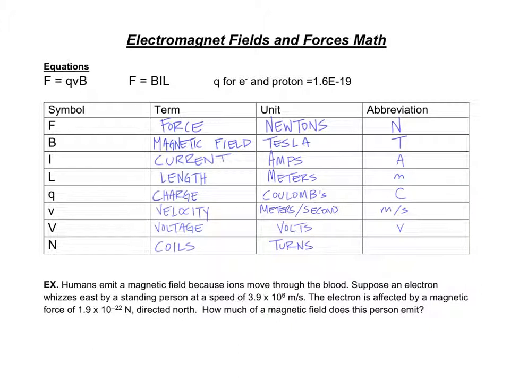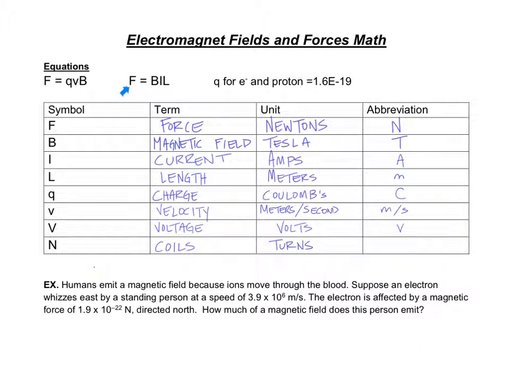Looking up at the top here, I've got three equations. I've got F equals QVB. According to our data table, that's force equals charge times velocity times magnetic field. Anytime that I am discussing or trying to figure out how fast charges move or how fast current moves, anything related to how fast it moves or anything that has a charge, you will use this equation. This is the only equation that's got charge or velocity in it.